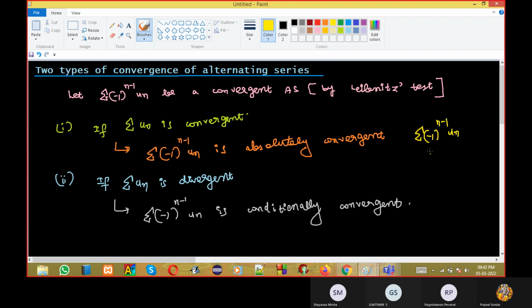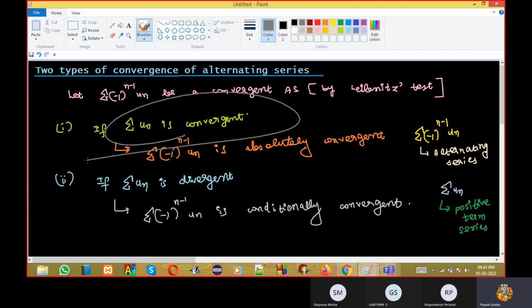This is an alternating series, correct? But if I'm writing only sigma of u_n, what is it? Can someone tell what this is? It is a normal series. What is normal, abnormal? Positive term series. Okay, so to test for convergence, listen carefully. We are testing convergent or divergent for a positive term series.